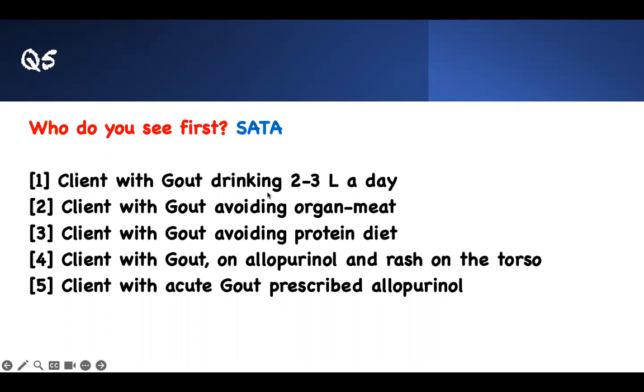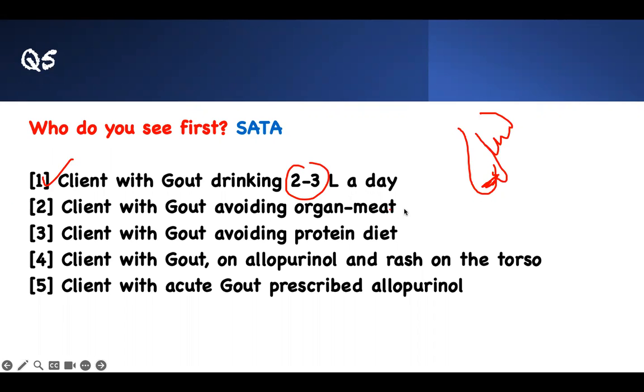What do you think? Clients with gout, they are all gout patients, right? What is gout? It's an inflammatory problem due to deposition of uric acid in the joint, especially your great toe, the big toe, okay? It always gets into trouble. The little toes are okay. What do you tell the patient? Drink a lot of water so that you don't form those crystals, right? Two to three liters of water is good. Client with gout avoiding organ meat. Yeah, you tell them to avoid organ meat.